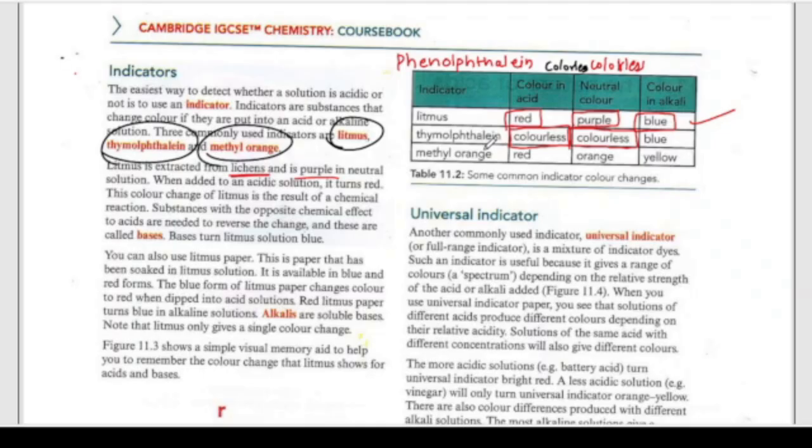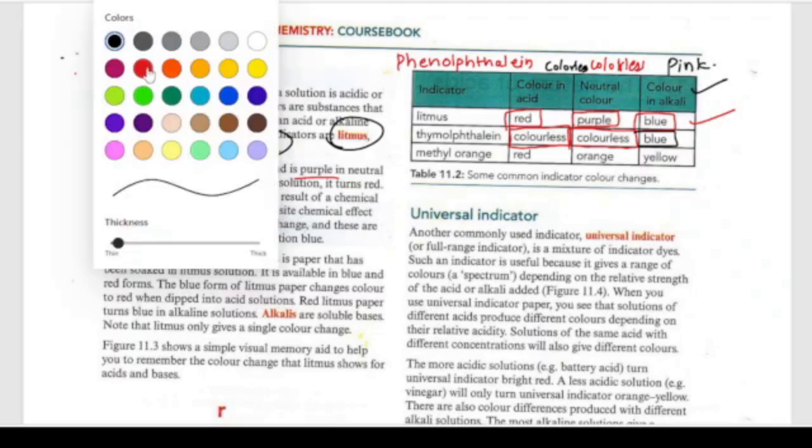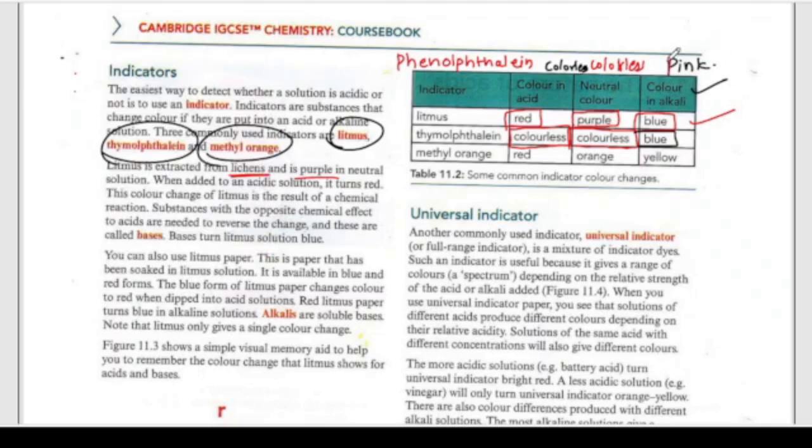But if the color is changing to blue when you are using the thymolphthalein indicator, it means the solution that you are testing is alkali. Whereas for phenolphthalein, the color change for alkali is pink. Okay, should I write it down in pink so that you will remember it? So it is pink. Okay, so the color change in phenolphthalein for alkali is colorless to pink.